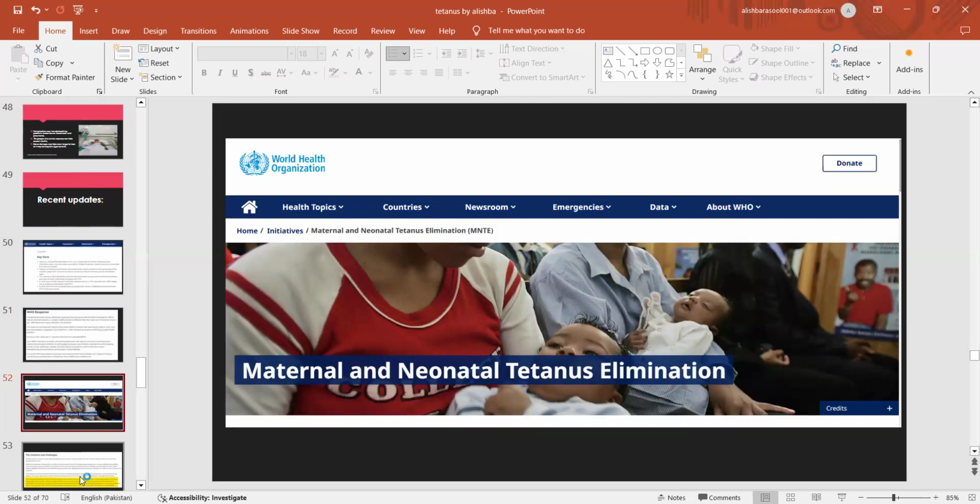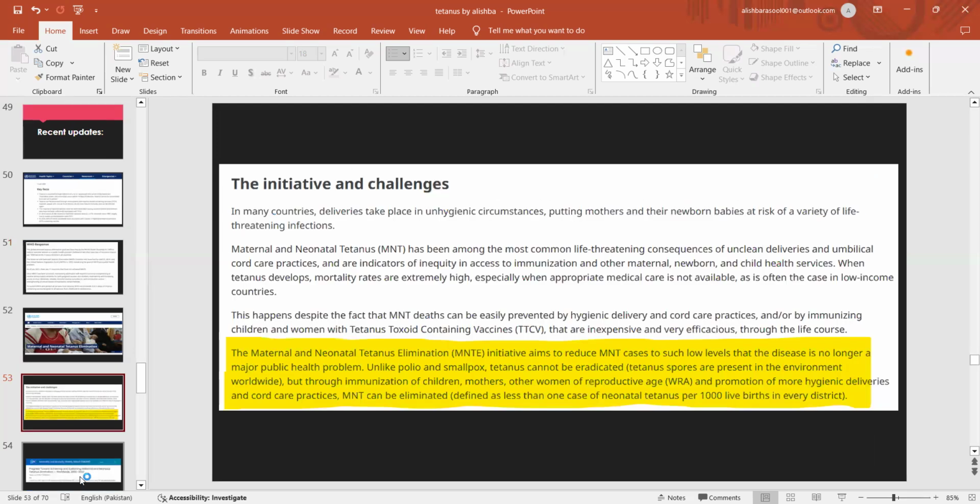The Maternal and Neonatal Tetanus Elimination Initiative aims to reduce MNT cases to such low levels that the disease is no longer a major public health problem. Unlike polio and smallpox, tetanus cannot be eradicated because tetanus spores are present in the environment worldwide. But through immunization of children, mothers, and other women of reproductive age, and promotion of more hygienic deliveries and cord care practices, MNT can be eliminated, defined as less than 1 case of neonatal tetanus per 1,000 live births in every district.